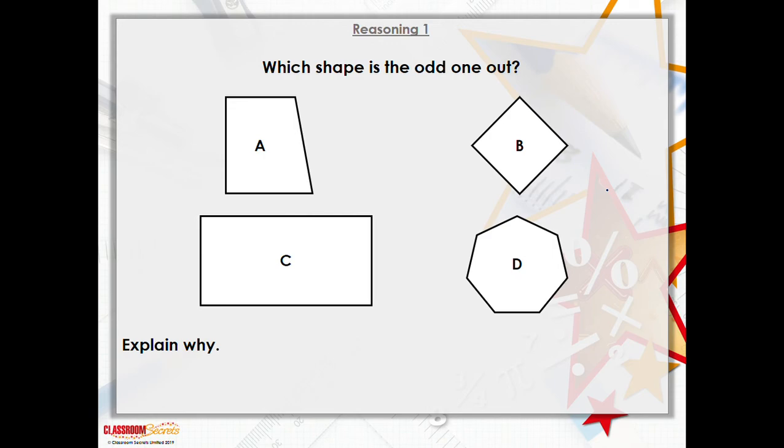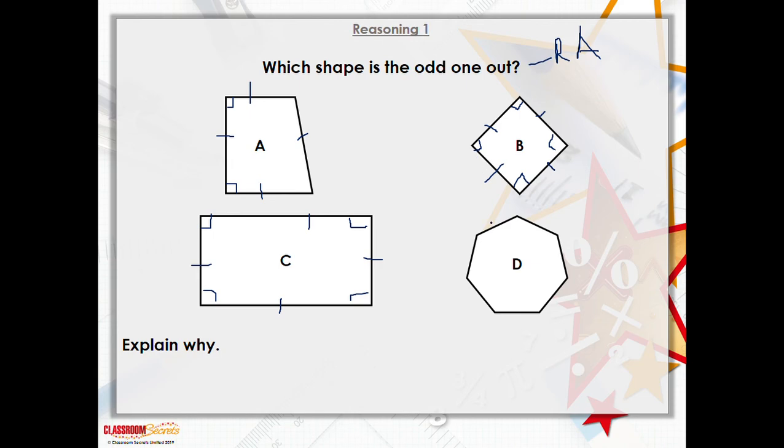Another question you might get will be asking you which shape is the odd one out. Now remember, we are looking at right angles. So again, the first thing for you to do is to go through all the shapes and identify right angles. In shape A, we've got 2. Shape C, we've got 4. And shape B, we've got 4 as well. B has 1, 2, 3, 4 sides. C has 1, 2, 3, 4 sides. And A has 1, 2, 3, 4 sides. So they're all very similar.